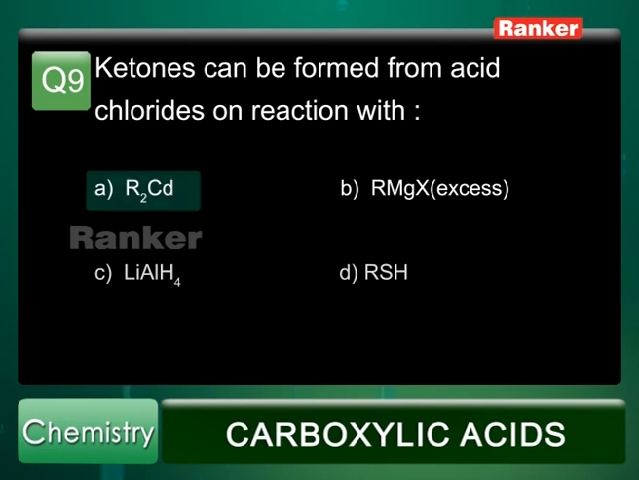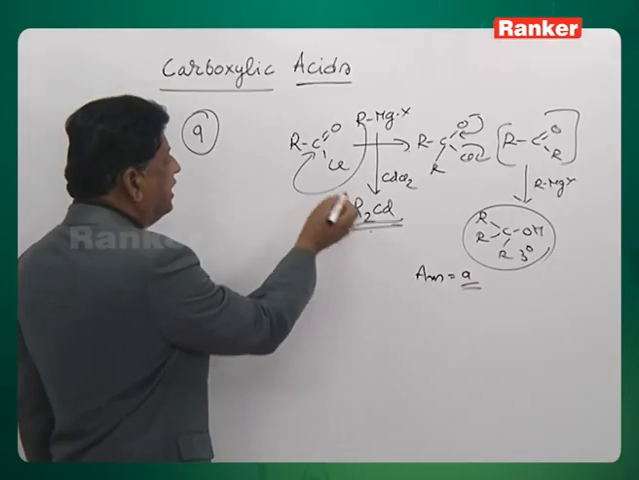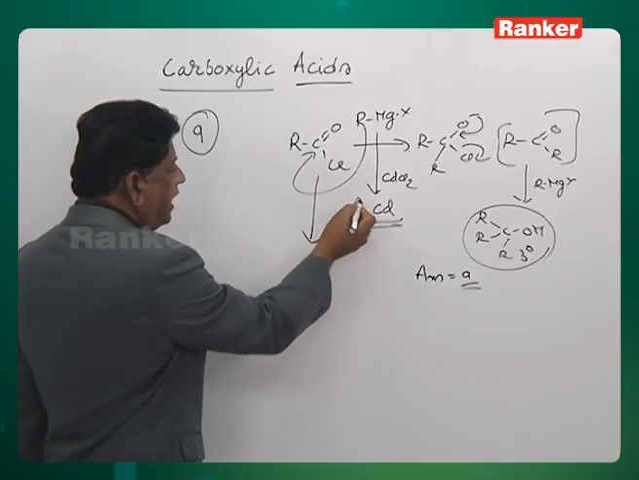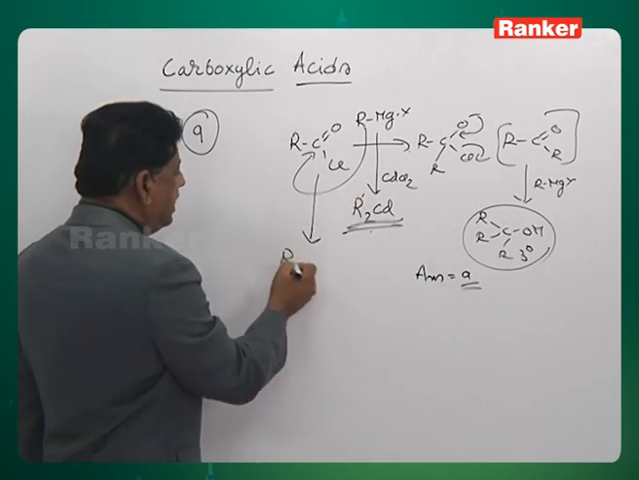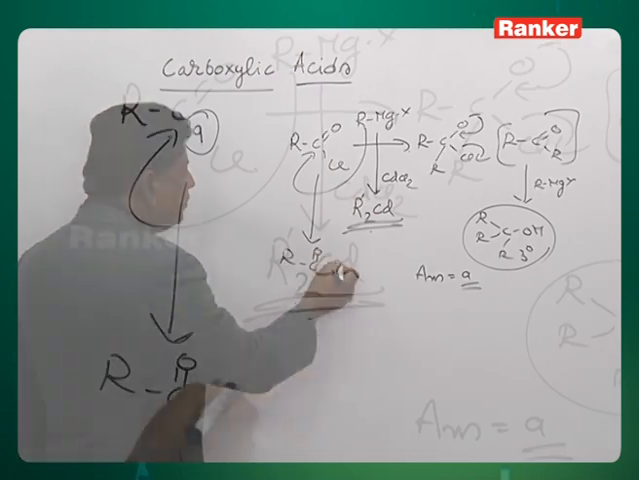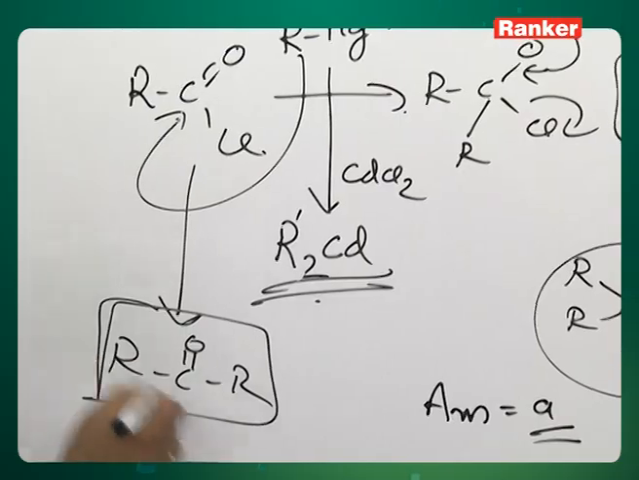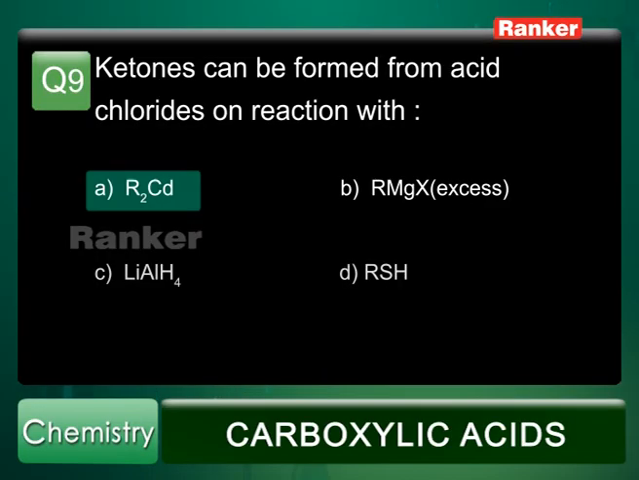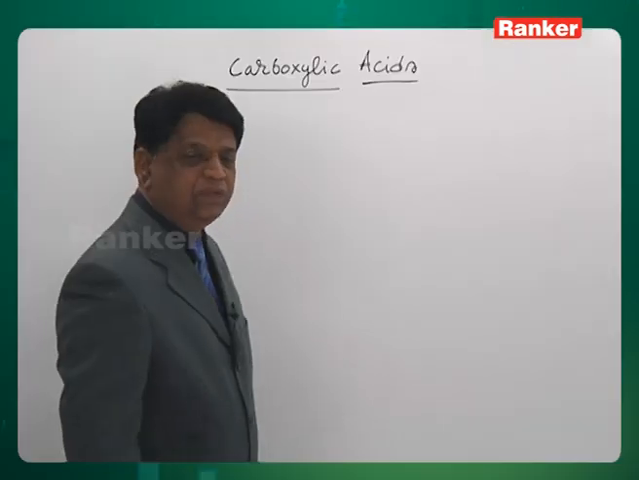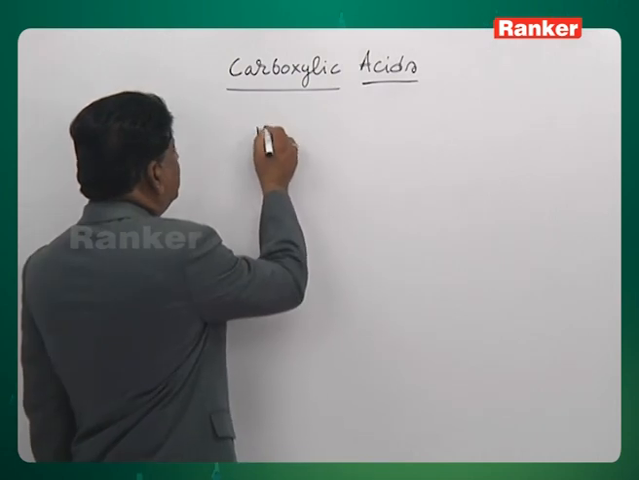Answer A will give ketones. When R2Cd is added, this R will enter and you will get RCOR. The reaction stops at the level of the ketones; further reaction will not take place. That is the concept here. So let's go to question number 10.